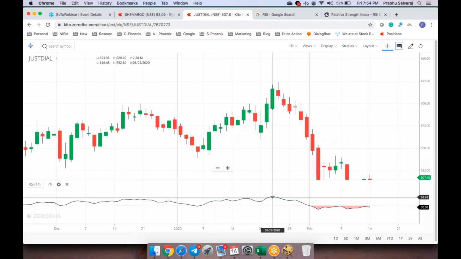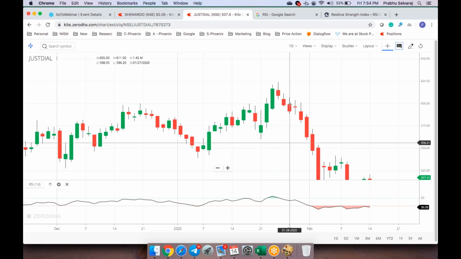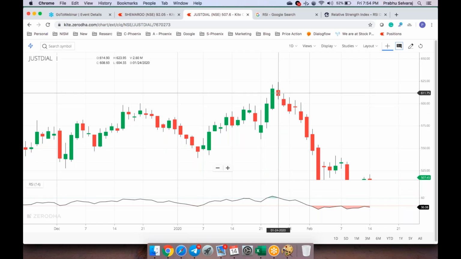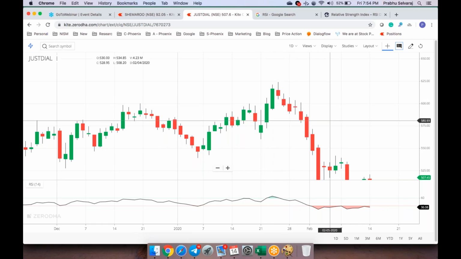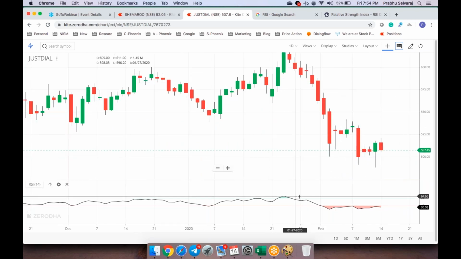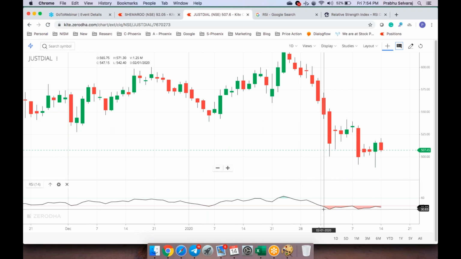Somehow it convincingly crossed 60. But again, a reversal pattern, harami. The RSI is breaking 60, so you have to short it. You get this beautiful move. Here, the RSI convincingly crossed 40. The moment the RSI crossed 40, look at this, such a big candle.